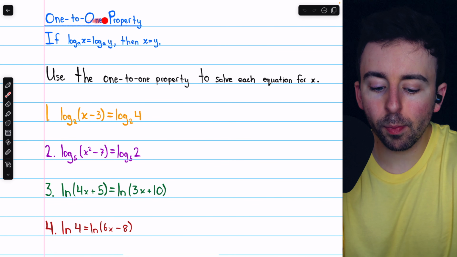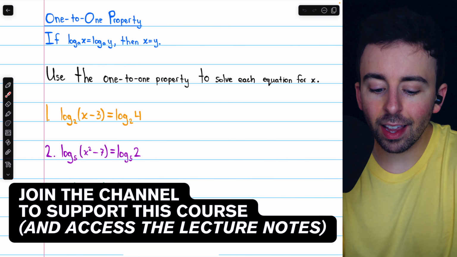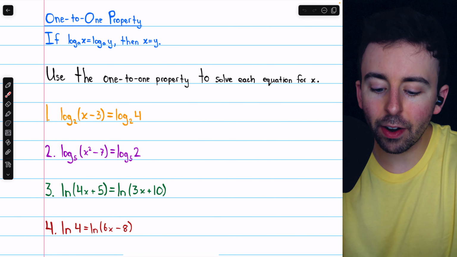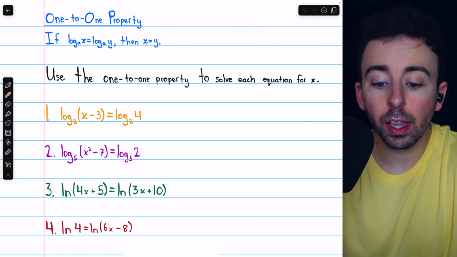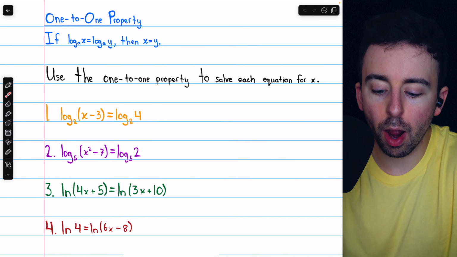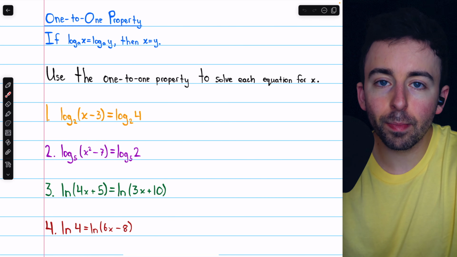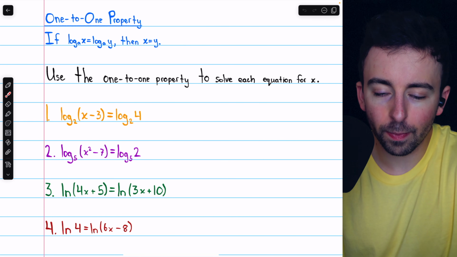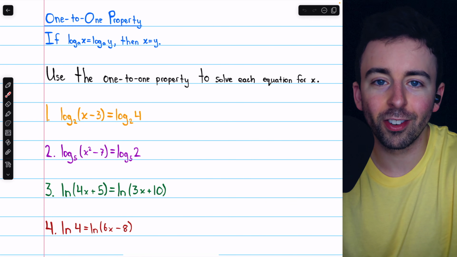The one-to-one property of logarithms says that if two logs with the same base are equal, then their inputs must be equal. We can use the one-to-one property of logarithms to solve simple logarithmic equations. We're going to solve these four. Give them a try yourself before watching the solutions.